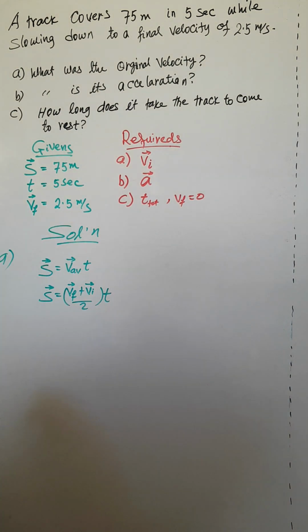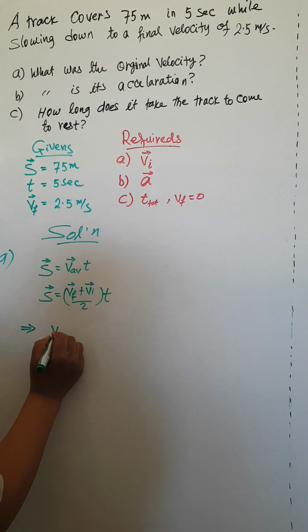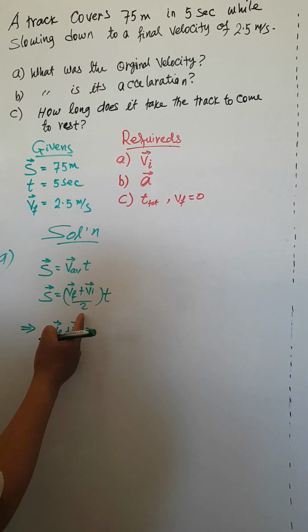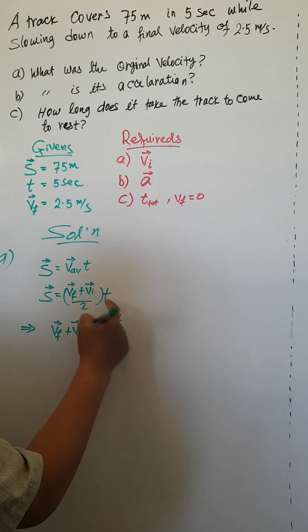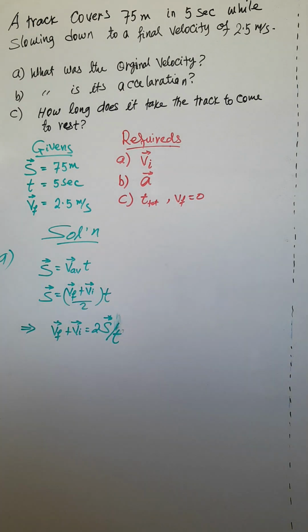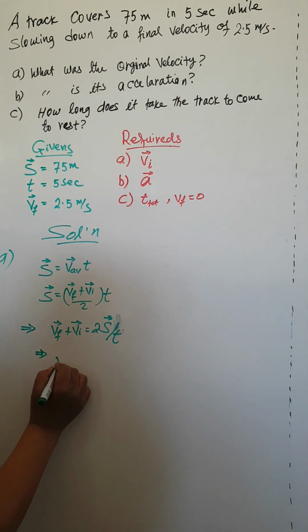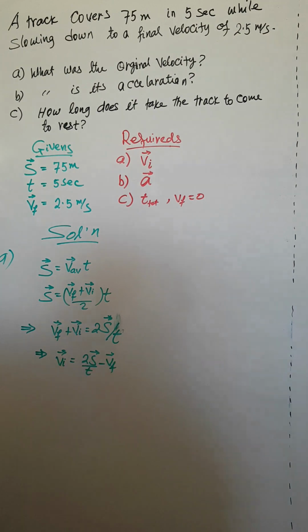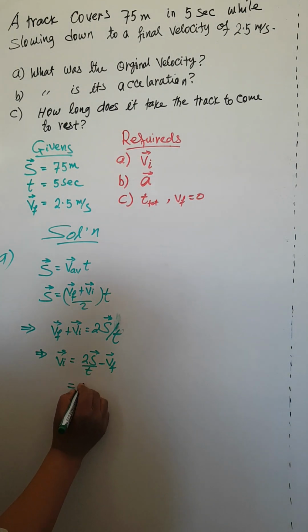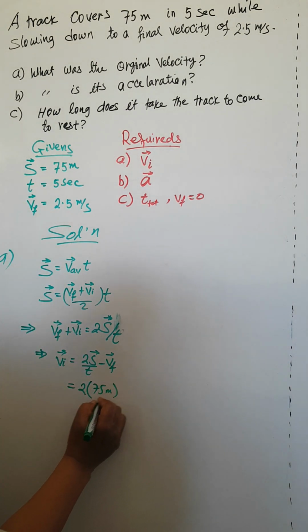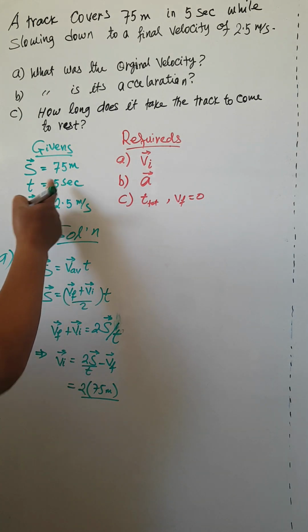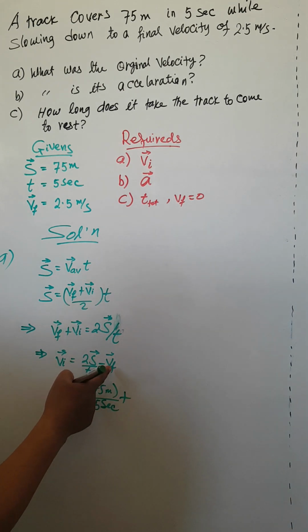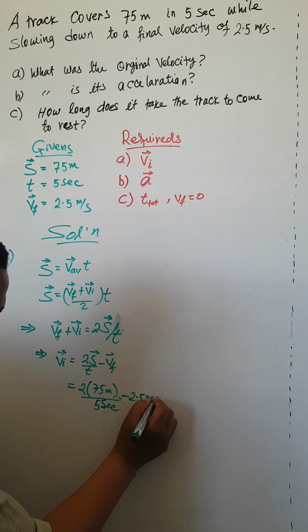Then VF is given, T is given, and displacement is given. VI is the only unknown in this. So from this, we can say that VF plus VI is equal to 2 times displacement divided by T. Again, this implies VI is equal to 2 times displacement divided by T, minus VF. This is equal to 2 times the displacement, 75 meters, divided by the time taken, 5 seconds, minus VF, which is 2.5 meters per second.